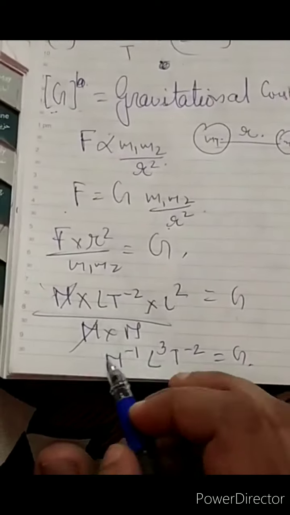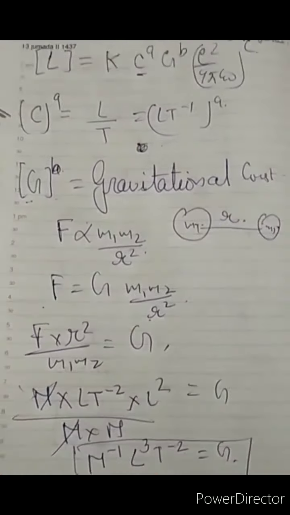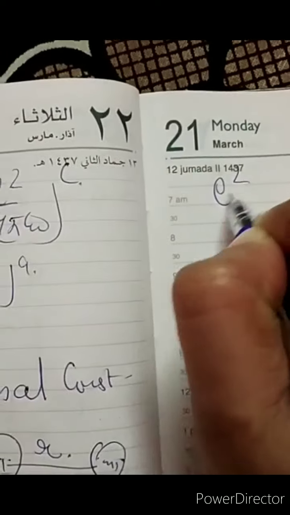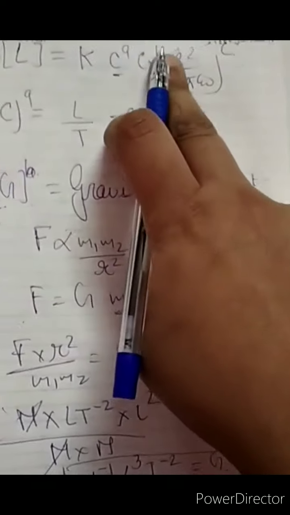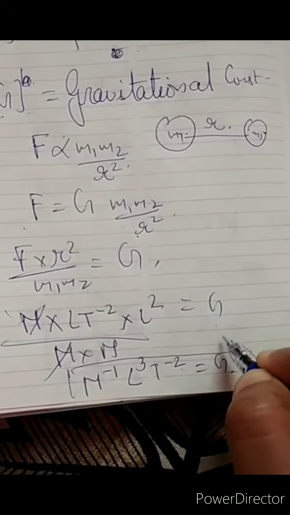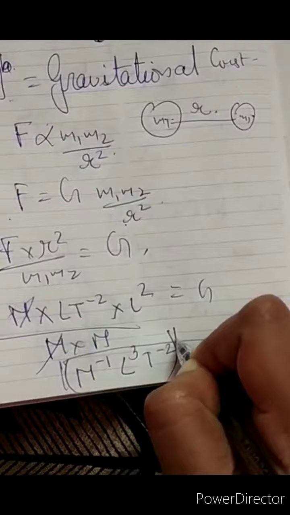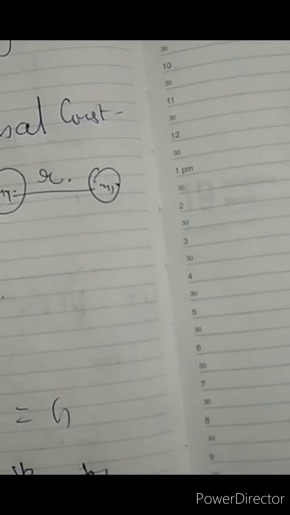So now let's go towards another thing, and you just hold it. I just put a bracket. What is my next? Next is E square upon 4 pi epsilon 0. One more thing here: G to the power B. If it is B, then just put a bracket with the power B. Correct?